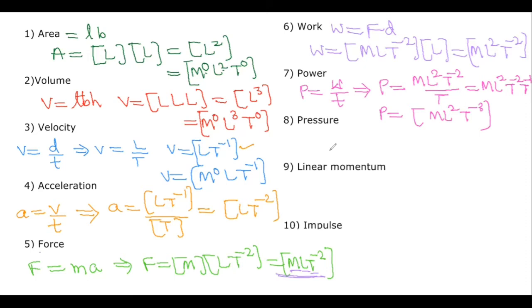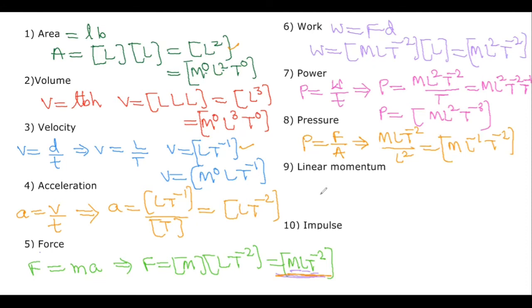Now coming to pressure, the force per unit area. What is the force? This is the force, MLT^-2. And area we already solved, L squared. L squared taken to the numerator becomes L^-2. After simplification, you will get ML^-1T^-2.